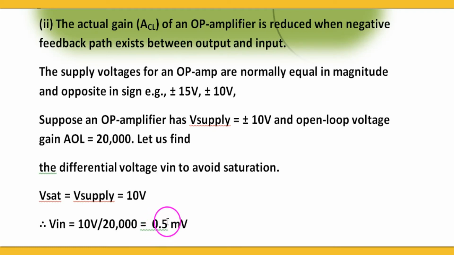If the input voltage increases beyond this value, even then the op amplifier gives 10 volt, not more than that. If you supply an input signal like 1 volt, 2 volt, 5 volt, it still gives only 10 volt maximum. If the input is less than 0.5 millivolt, it will be amplified using the gain of 20,000. If it is 0.5 or greater, the op amplifier will go to its saturation.